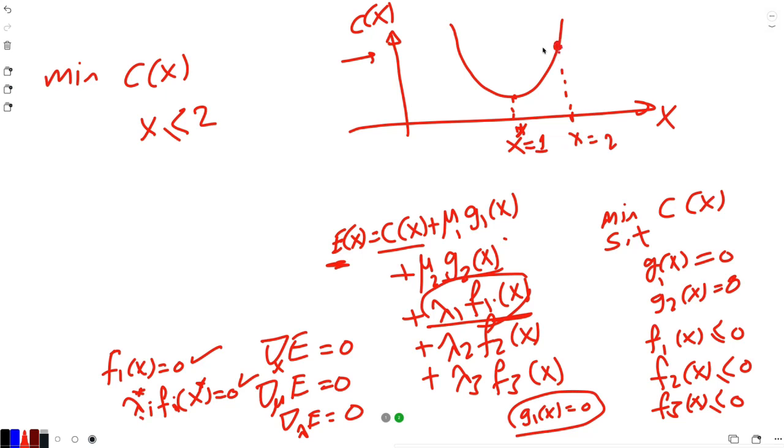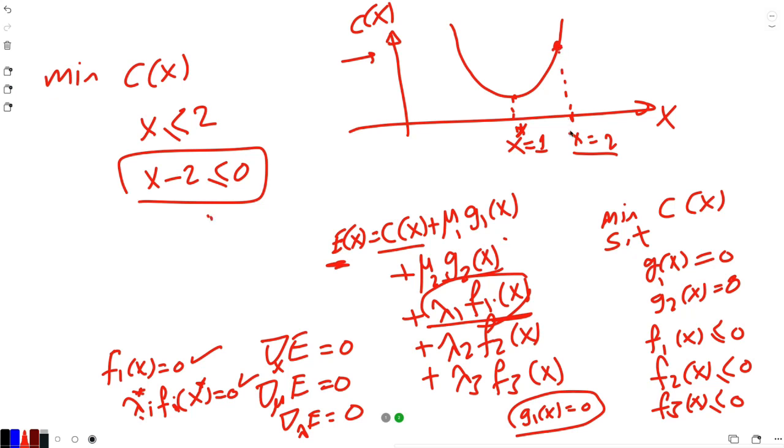Okay. We need x to be less than or equal to 2. In this case, this constraint is called a not active, or inactive, constraint. Why? Because if we put f1(x), this one, x minus 2 less than or equal to 0, and we achieve this as an active constraint, what happened?